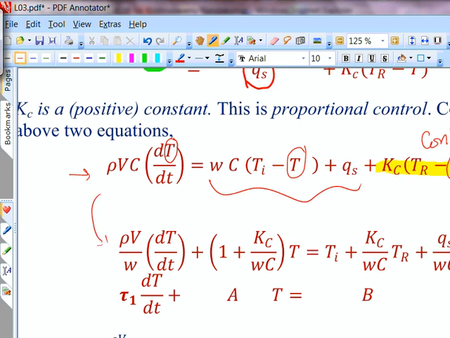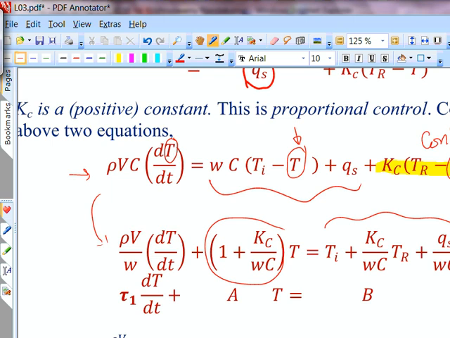I'm dividing throughout by WC, so the C cancels out and I get rho V over W. And I'm collecting all the temperature terms that I pointed out, this one and this one. They come to the left-hand side. So here I have 1 plus Kc over WC. Again, all these are known except for Kc, which we need to tune. And on the right-hand side, I have all the known quantities: the inlet temperature, the set point, and the heat duty, etc.